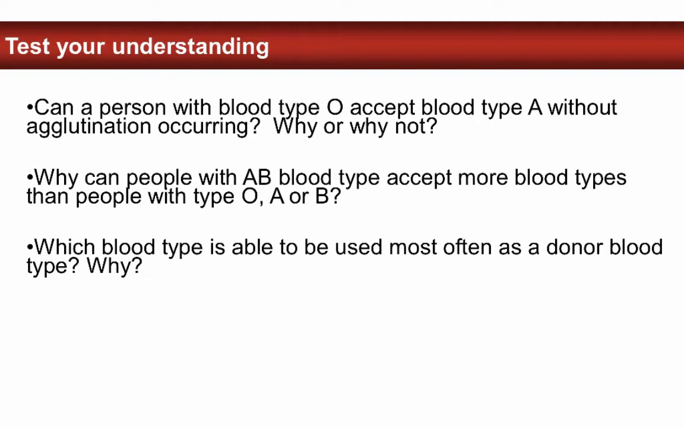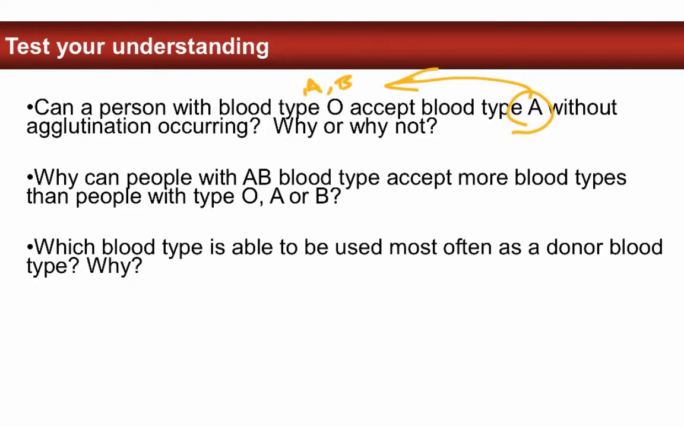So think about it for a second. Okay, the answer is no. Why? Because type O does not have either A or B, so they're going to have antibodies to both A and B, right? So if you give them type A blood, there's going to be an immune response, agglutination. And agglutination is going to cause lots of trouble. It's going to be the same as having clots.